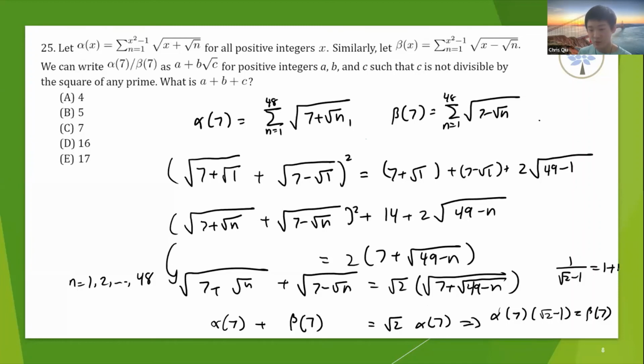I'm going to write this as 1 plus 1 times root 2, so that it's in the format of the answer. And so alpha 7 over beta 7 is going to equal 1 plus 1 times root 2. And this gives us a final answer of a plus b plus c equals 1 plus 1 plus 2, which is equal to 4. And that gives us a final answer of A.